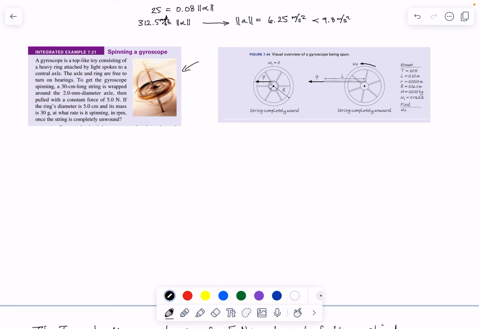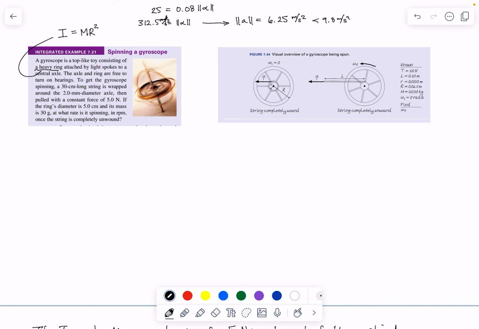A gyroscope is a top-like toy consisting of a heavy ring, right? So what that's kind of trying to signal to you is that you're going to use the rotational inertia formula for hoops or rings. So that formula is super easy. It's actually just mr squared. Again, you don't need to memorize that. I'm going to provide it to you.